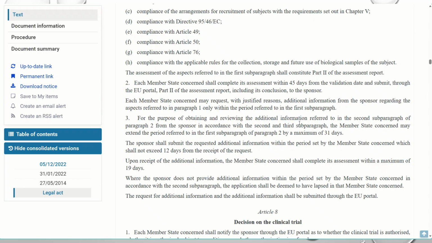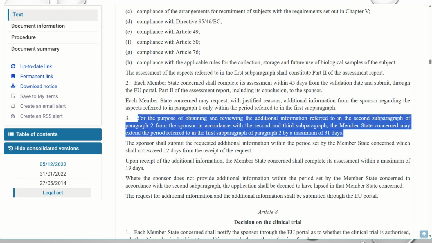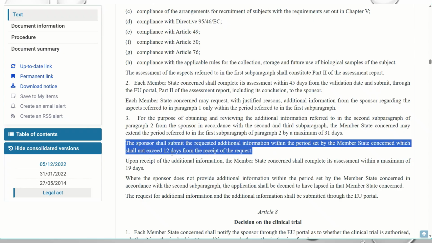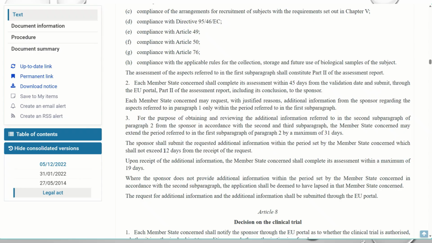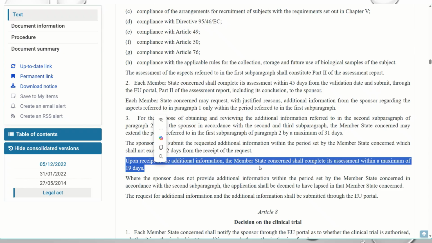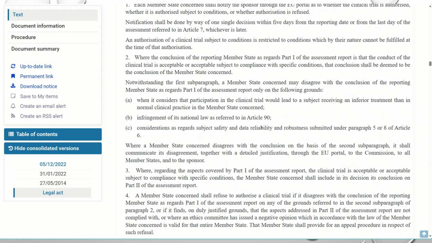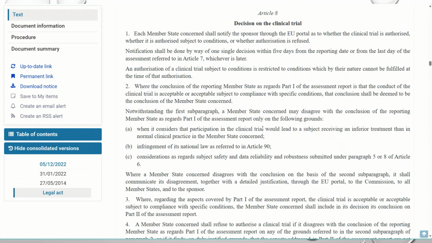So again, if you request further information, that's 31 days. So that's the standard 31 days. And if you do request, the standard is 12 days from receipt. The sponsor has 12 days to provide the information. This is the standard. And then upon receipt of the information, there's an additional 19 days. And that's the 19 days. And then this is your final decision. And I'll do that separately.